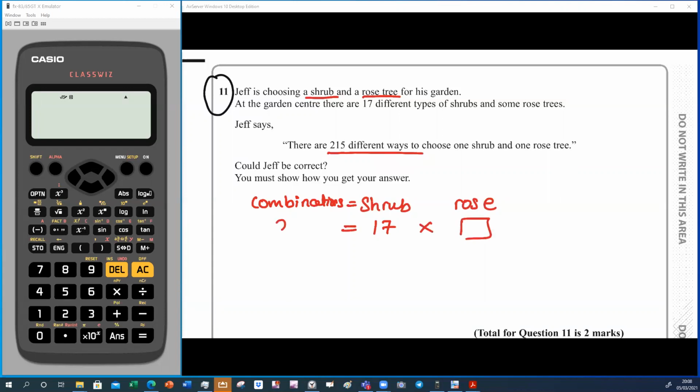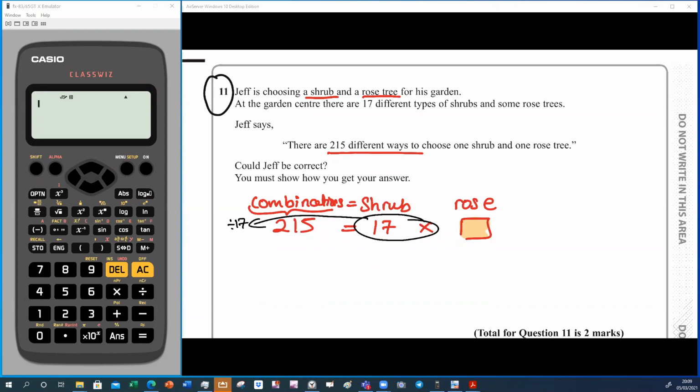They've given us the answer. So they've told us that there are 215 combinations. So we have to now verify that by doing a very simple calculation. What's going to be that calculation? 215 divided by 17. The opposite of times by 17 is divide by 17.